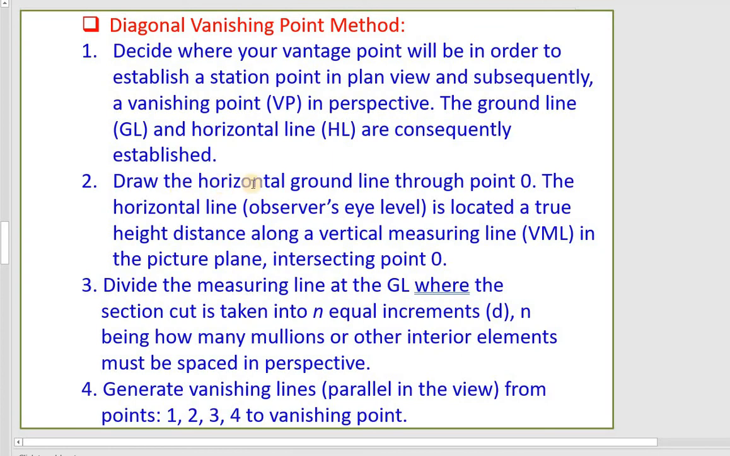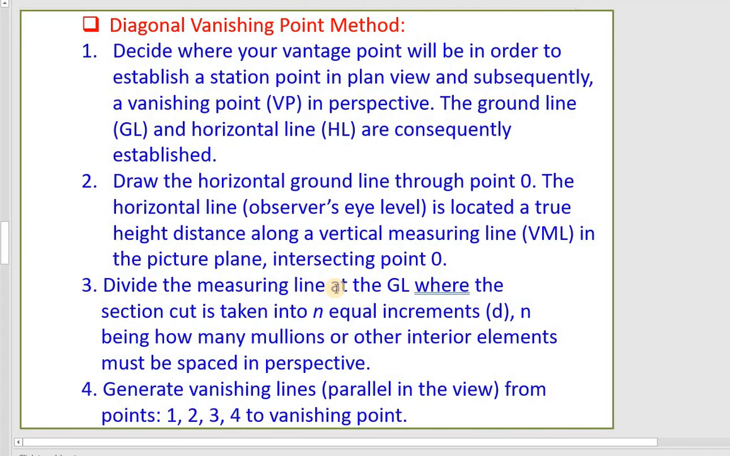Draw the horizontal ground line through point 0. The horizon line, that means the line from the observer's eye level. Locate the true height distance along the vertical measuring line before, in the picture plane, intersection point 0.